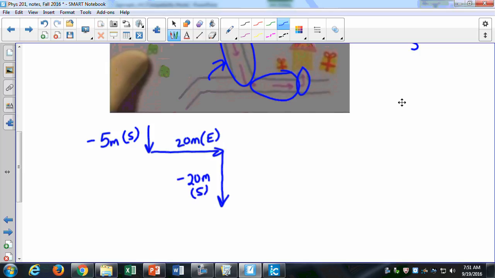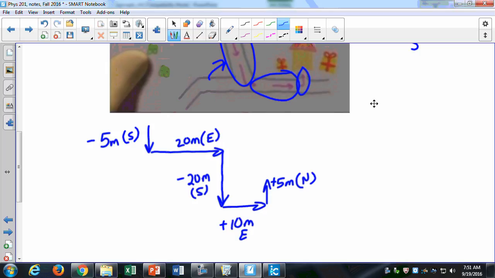And that's going to be negative again. And then 10 meters east. That's going to be positive because it's to the right. And then 5 meters north to get into the girl's house. He eventually does make it to the birthday party, by the way. He goes on all these various adventures, but then he makes it to her birthday party.